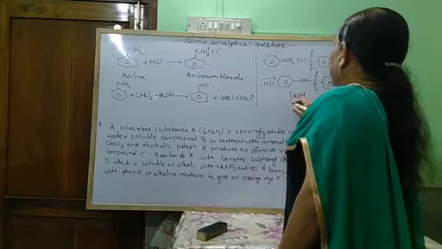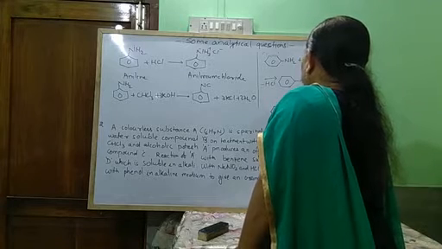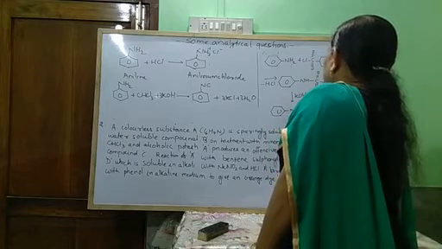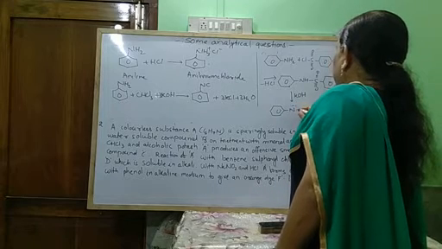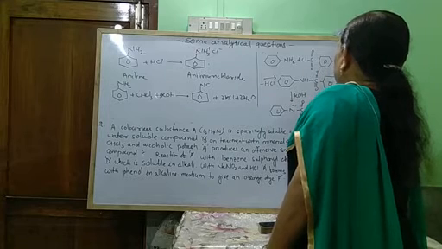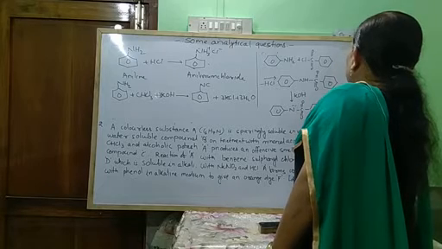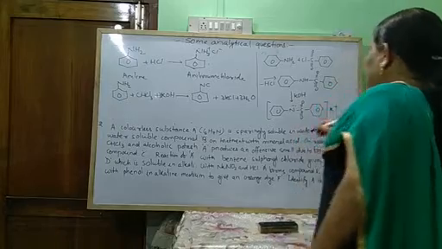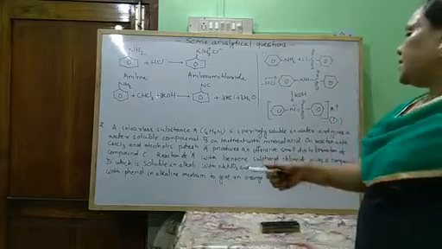N-phenyl benzene sulfonamide, when treated with potassium hydroxide, forms a salt, N minus and K plus. So it gives a compound D. So this one is D.